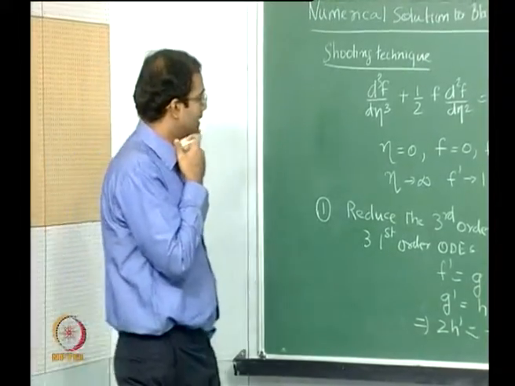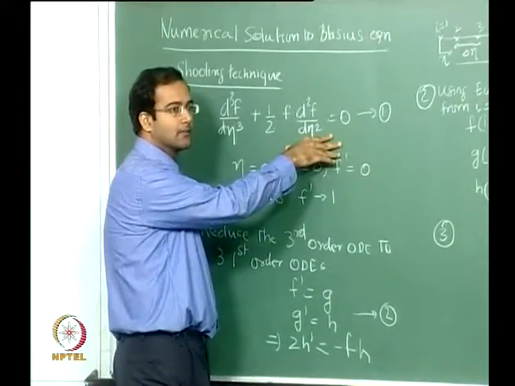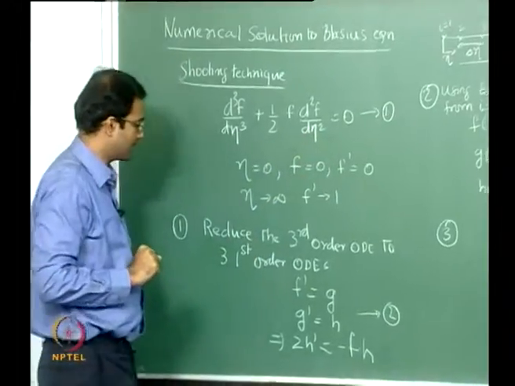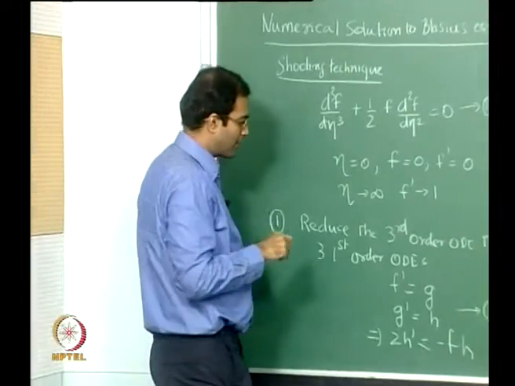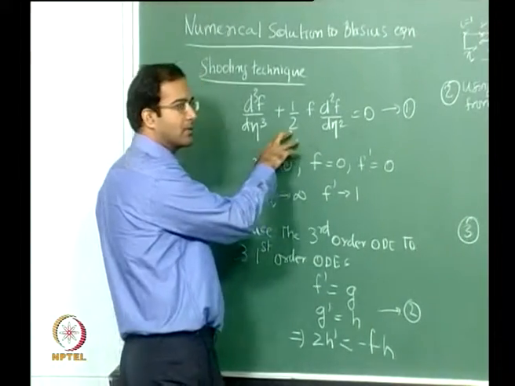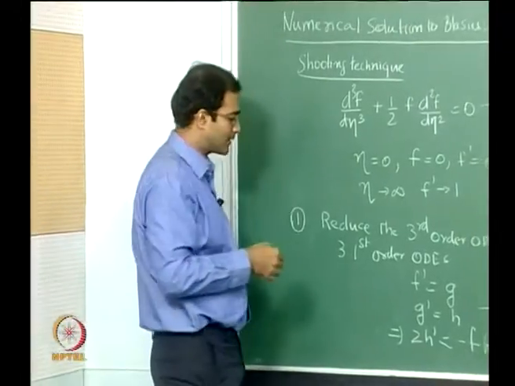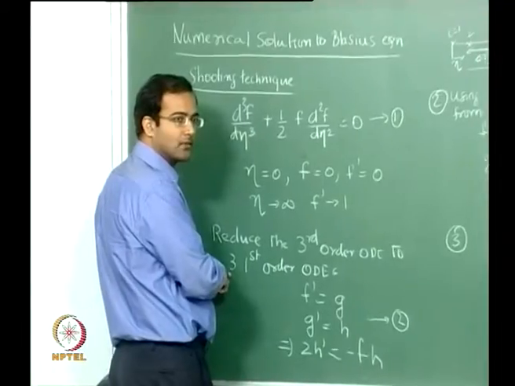Okay, so basically this is the ODE, which is a third order nonlinear ODE. So therefore you cannot find a closed form analytical solution subject to these boundary conditions. So what the shooting method does is very simple. You first have to reduce an nth order ODE to n first order ODEs. In this case you have a third order ODE, so reduce it to 3 first order ODEs.